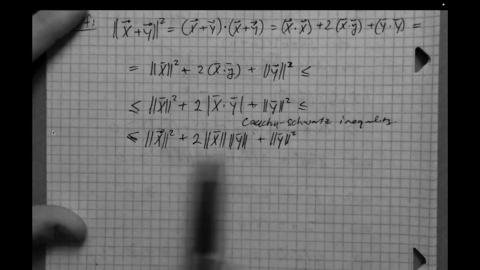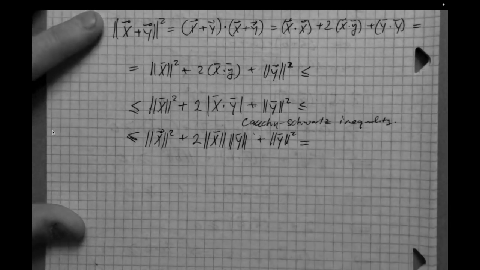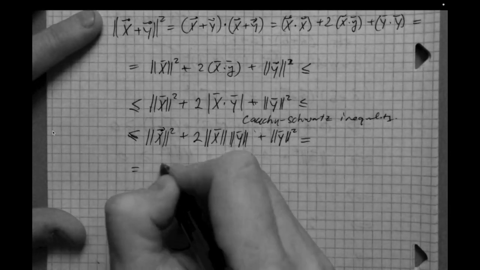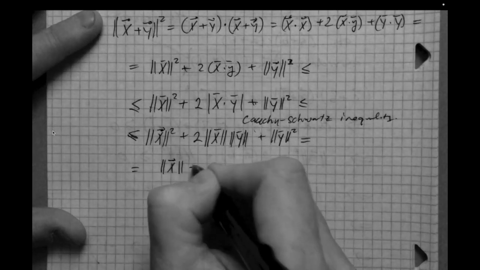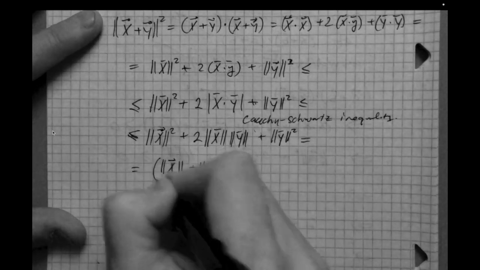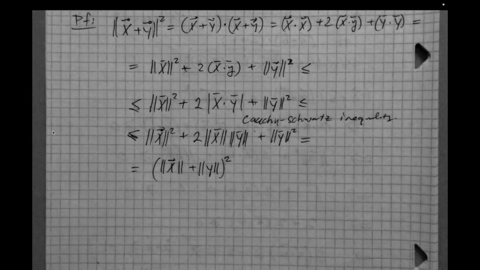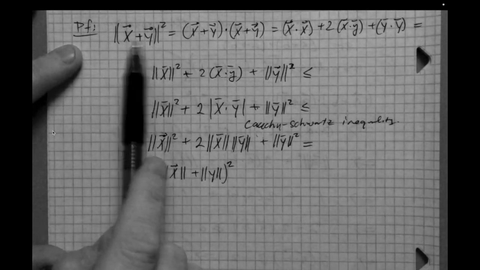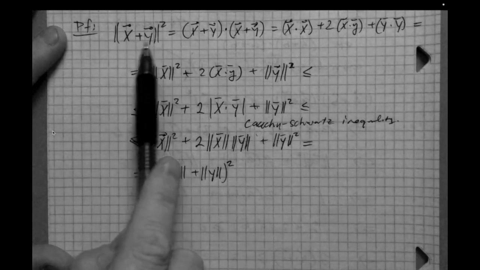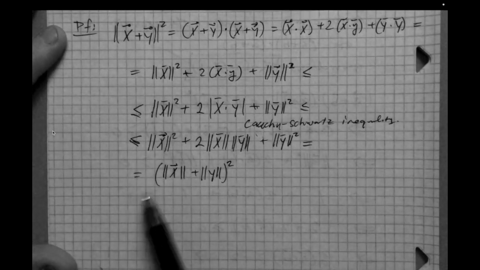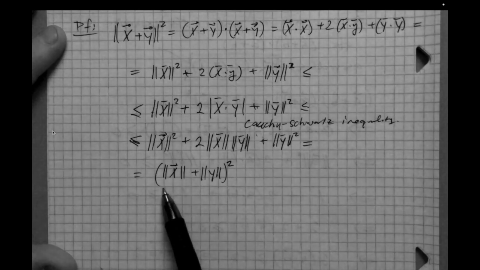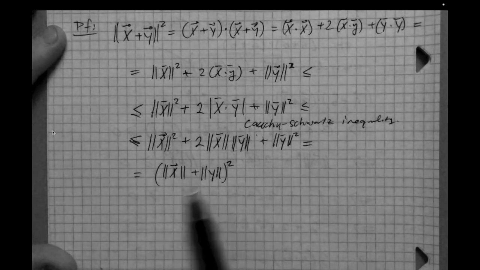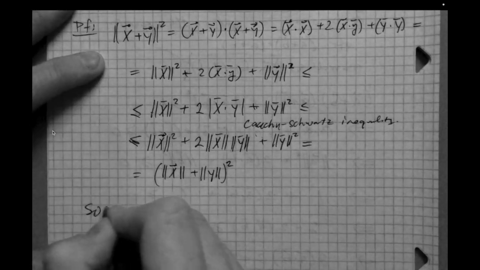Once you get to this section, we know that this is equal to, what is it? Well, it's the norm of x plus the norm of y, squared. So what have we shown? We've shown that the norm of the vector x plus y, when you square that norm, is less than or equal to the quantity norm of x plus norm of y, squared.